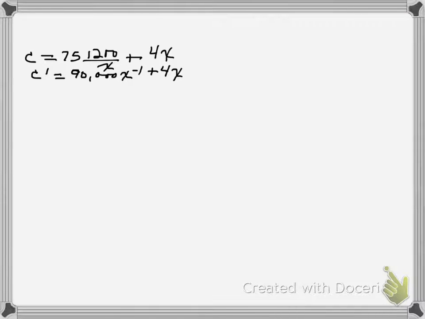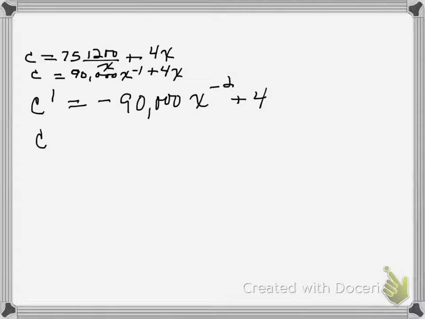Okay, to continue, I have my function set up to take a first derivative. Now let's take the first derivative. So it's C prime equals negative 90,000 X to the negative 2 plus 4. Now while I'm at it, let's go ahead and take the second derivative. The second derivative equals positive 180,000 X to the negative 3.